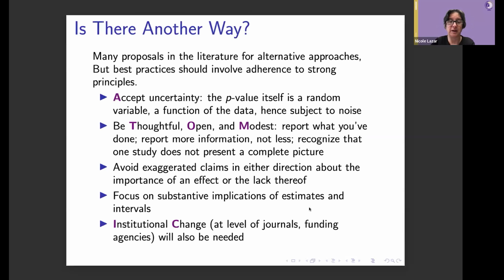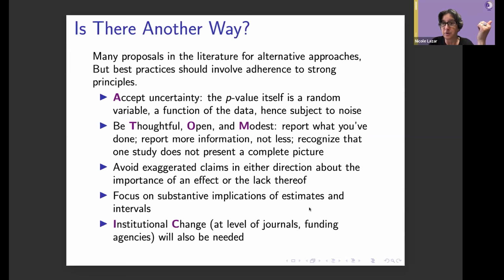Well, I would claim that yes. First of all, there are many proposals already out there in the literature for alternative approaches. But I would claim that best practices should involve adherence to some strong principles. And I would also want to emphasize here that this is not a knock against p-values in and of themselves. Any measure that can be thresholded, which is most statistical measures, is going to encounter this same type of situation.